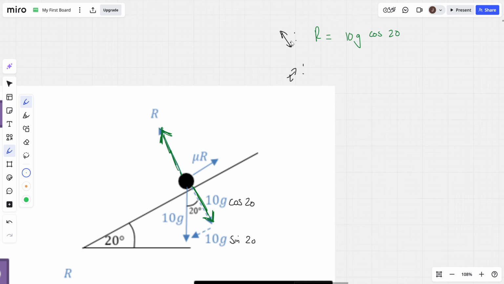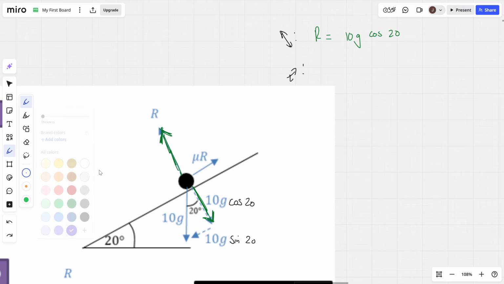And you can pretty much always set the perpendicular forces equal to each other because, well, if R were bigger, it would be lifting up and flying this way, wouldn't it? And if 10G cos 20 were bigger, then it would be sinking through the plane, and you just don't see those situations in questions. So you pretty much always set R and this one equal to each other. Sometimes there are other forces as well, though, so watch out, there might be another force there, but as a general rule, that works quite well.